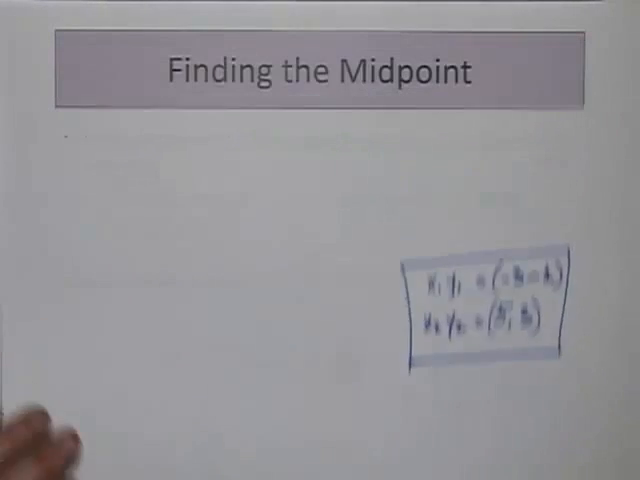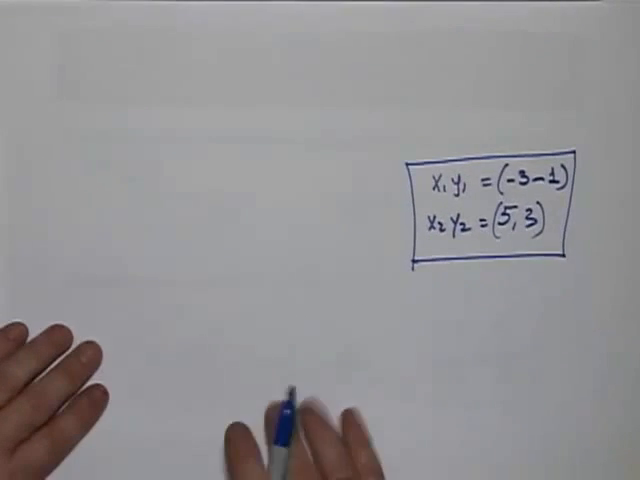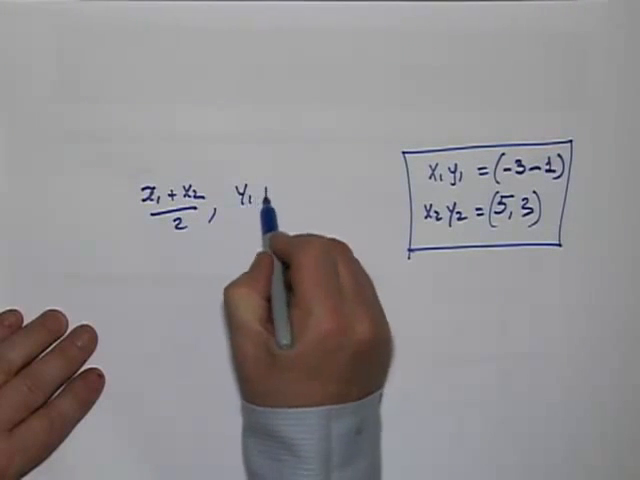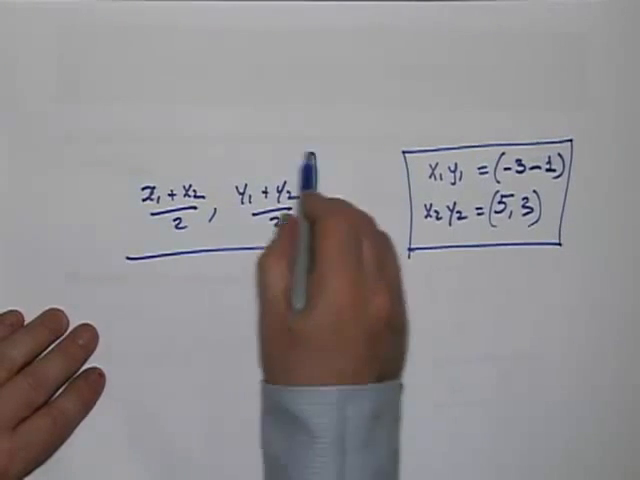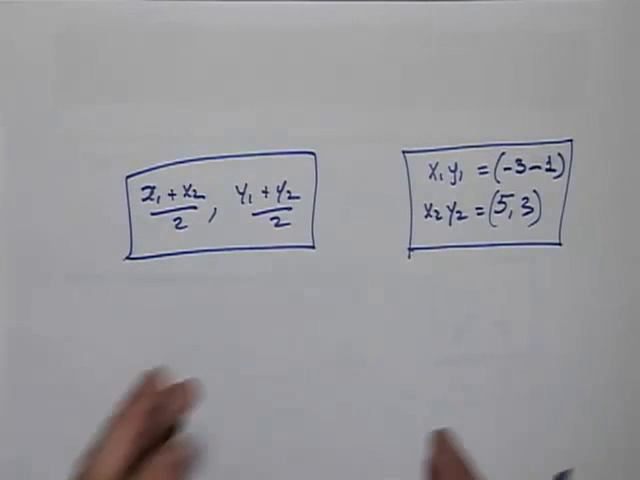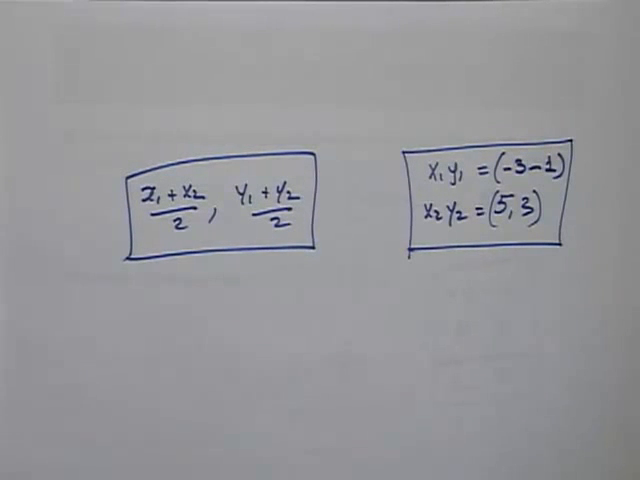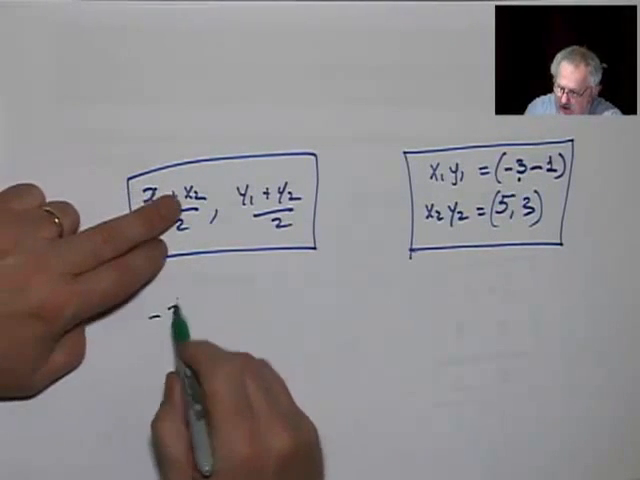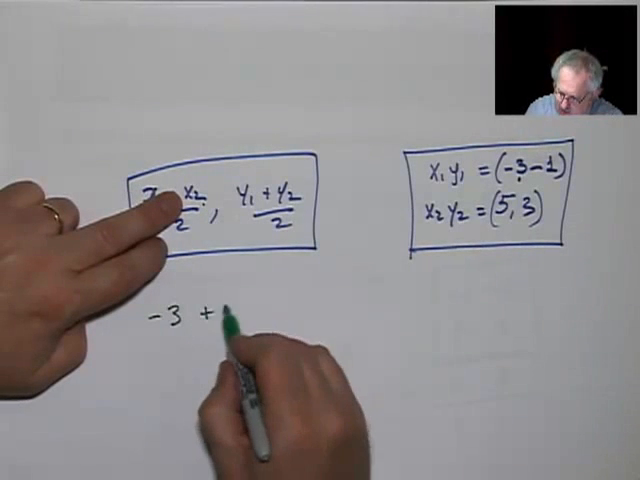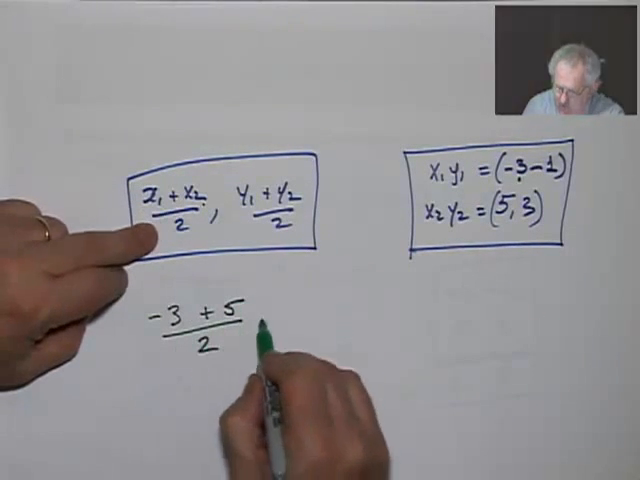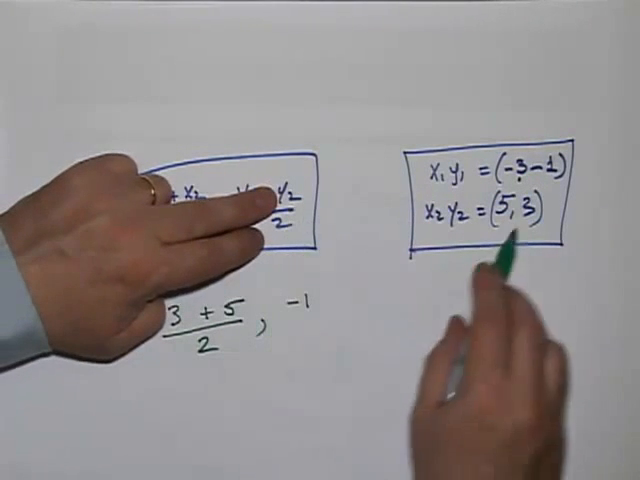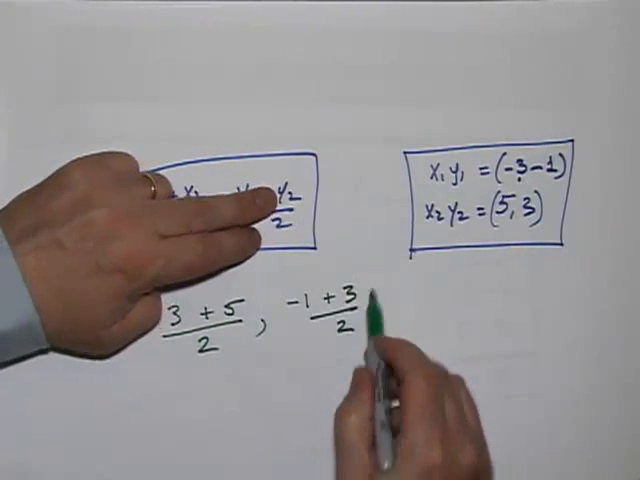The next part of your lockdown is to say, right, what's the midpoint? The formula is given as x1 plus x2 over 2, y1 plus y2 over 2. What's the next step? Plug the numbers in. So slowly, x1 is here, that's minus 3. x2 is 5, that's plus, over 2. Comma, y1 is the minus 1. y2 is the 3. Divided by 2, that's fine.